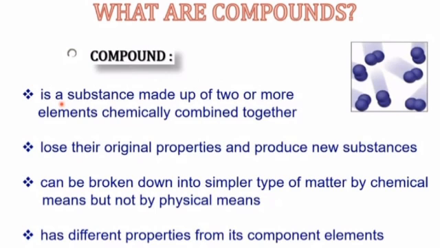Compound. A compound is a substance made up of two or more elements chemically combined together. The elements lose their original properties and produce new substances. A compound can be broken down into a simpler type of matter by chemical means but not by physical means, and has different properties from its component elements.